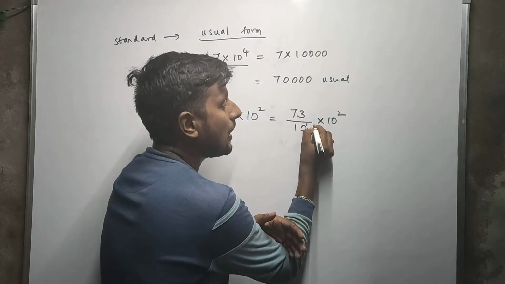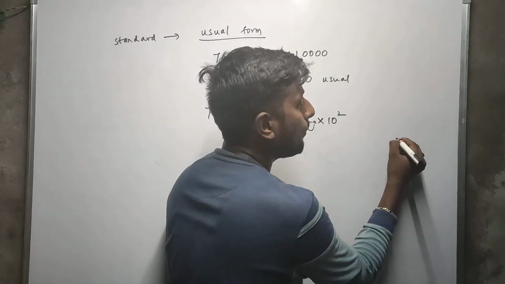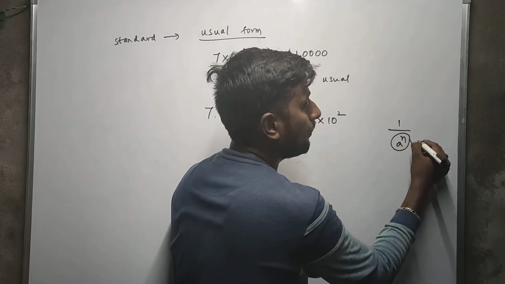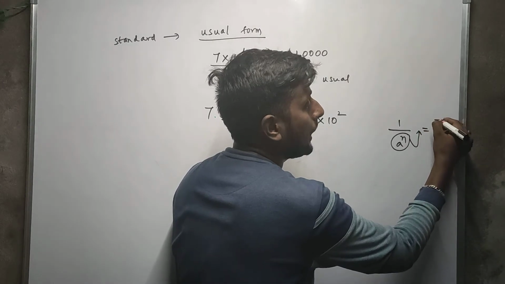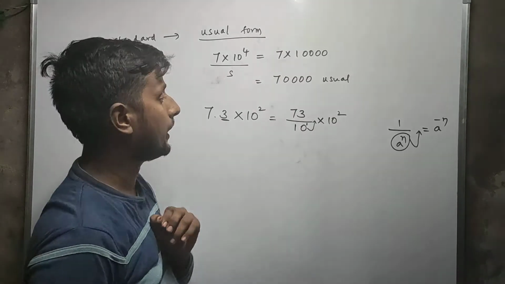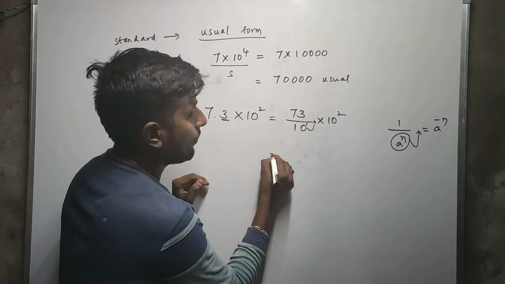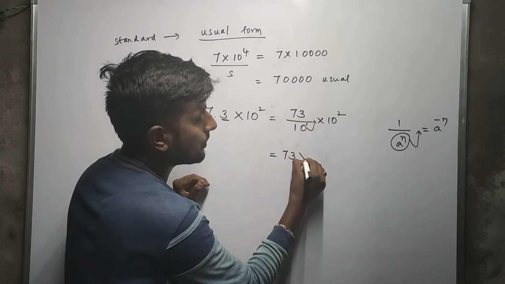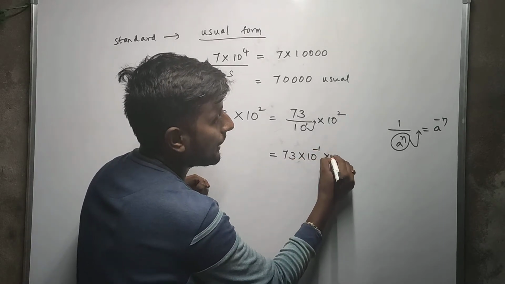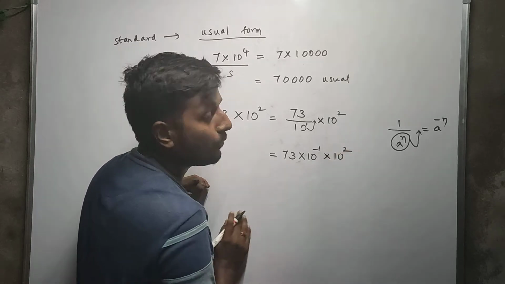But the 10 power 1 is in the place of a denominator. When it comes to the upper side, we have a formula: 1 by a power n, when it comes upper side, it changes the sign of the power. Here we have just 1. So when it comes upper side, what will happen? We will get 73 into 10 to the power minus 1 into 10 to the power 2.